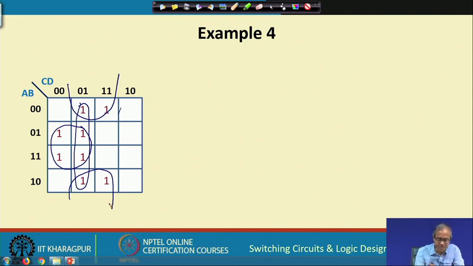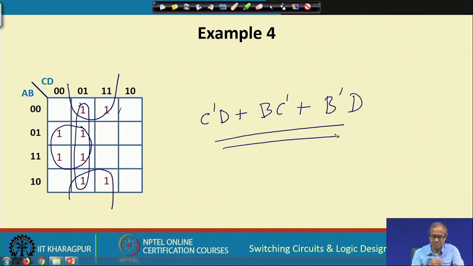So, if you do it this way, this long one, A, B are cancelled, it will be C bar D, plus this cube on the left, it will be B and C bar, and these two, 0 0 and 1 0, it will be B bar, and 0 1 1 1, C cancels out, D. This will be the minimized form.